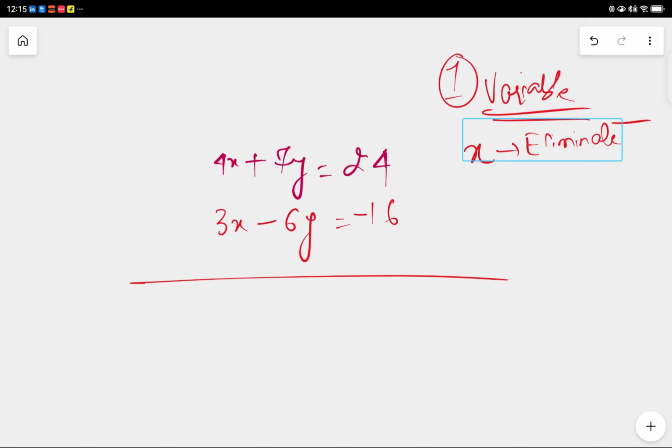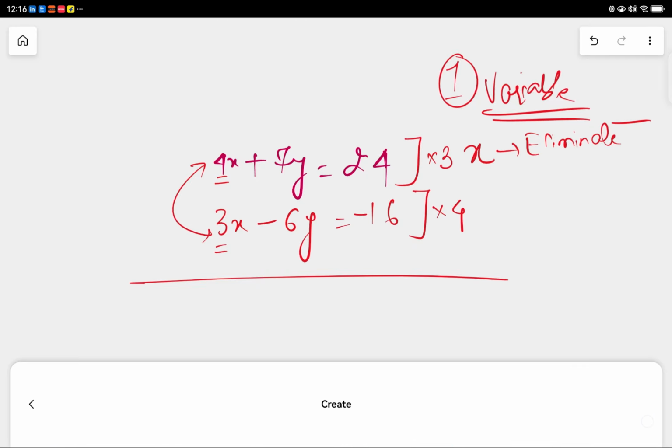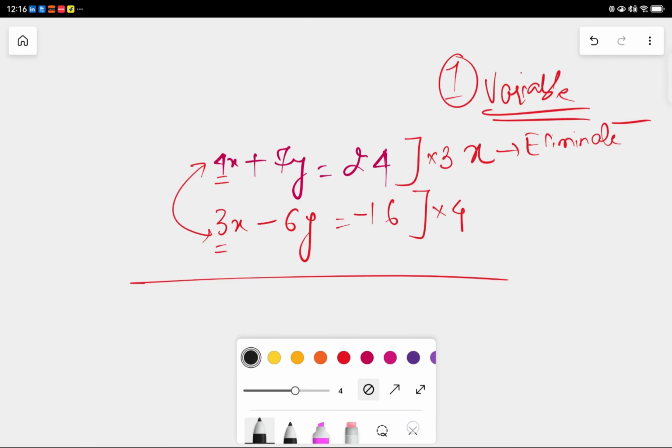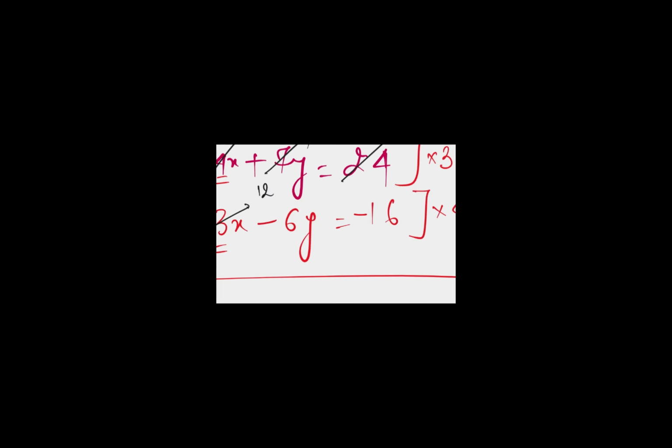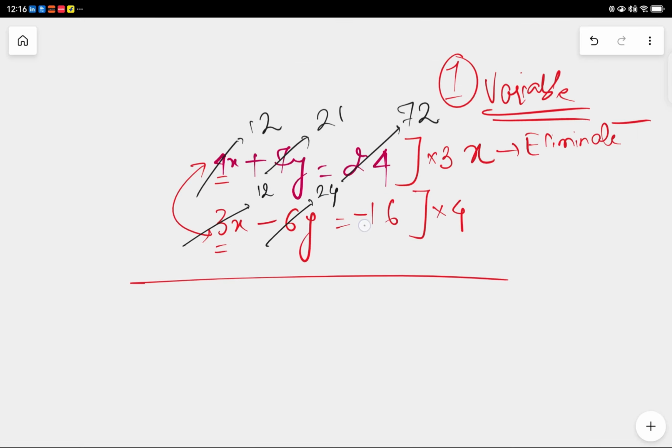For eliminating x, you have 4 and 3. You have different constant values. So we'll try to make these constant values the same. If we multiply this entire equation by 3 and this entire one by 4, then this new number becomes 12, this becomes 21, this becomes 72. And if I multiply, 3 by 4 becomes 12, then 24, 64.